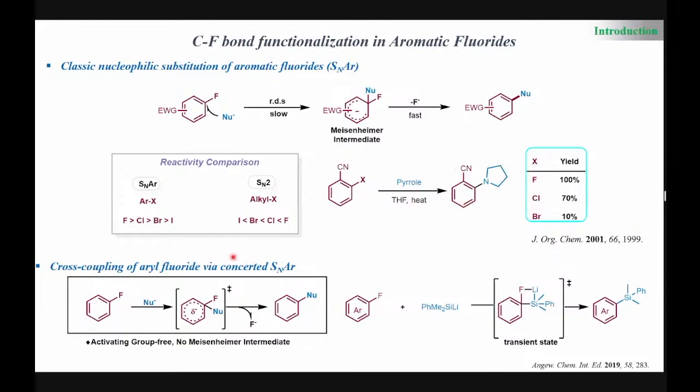The second one is a concerted SNAr process. Different from the classic one, this kind of reaction proceeds in the absence of an activating group, but it usually requires stoichiometric strong bases or activating reagents. Like this. This reaction proceeds through nucleophilic attack of the silyl involving this concerted SNAr process to give the final compound. The biggest difference between these two reactions is that in a concerted SNAr process, this Meisenheimer intermediate is not involved.